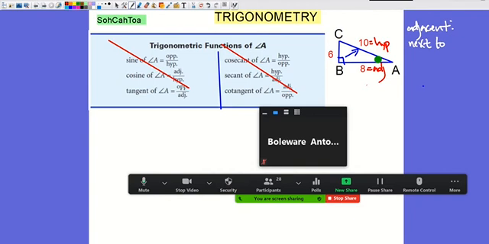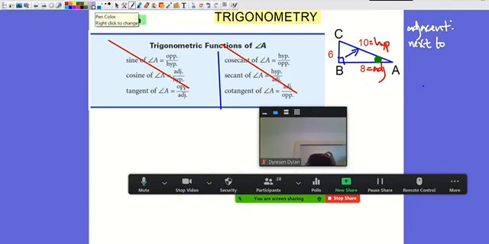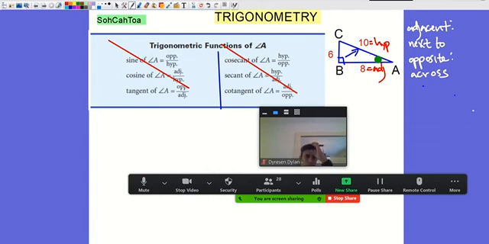Opposite just basically means across. You can think of across. So what's across from the green dot? The answer is 6. Okay, so this is going to be opposite. Remember, our green dot is the starting point.